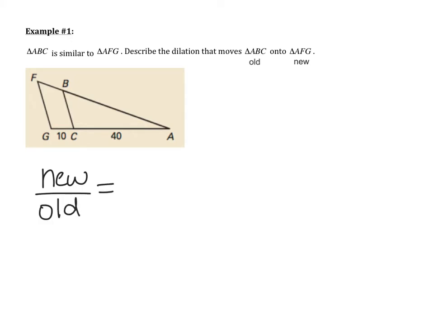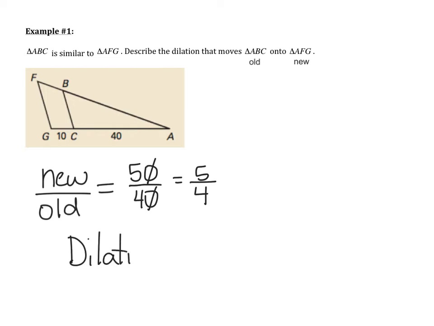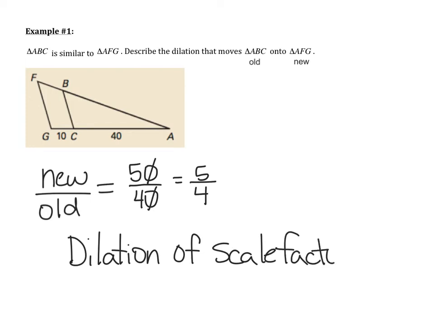So the new would be this entire length over here, not just the 10, not just the 40, but together we have 50. The original was from triangle ABC, and that was 40. So just to put that into lowest terms, we'd get a scale factor of 5/4. So I would say a dilation of scale factor 5/4. And a reader would know that that meant new over old, meaning we went from smaller to bigger.